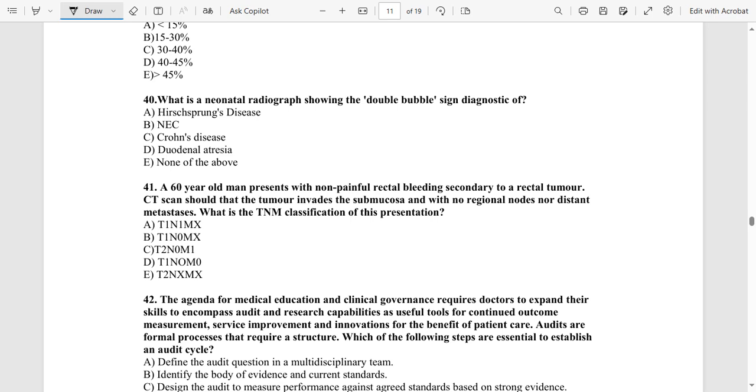Okay. The double bubble sign is a sign for duodenal atresia, right? Duodenal atresia, that's a double bubble sign, if you remember from the OSCE. And how does it look when you look at the X-ray? You will see a transverse colon where you have just a dark area. But that's a double bubble sign for duodenal atresia.